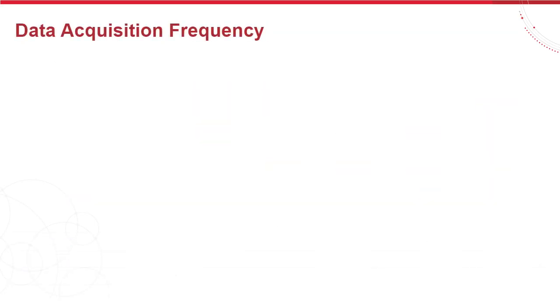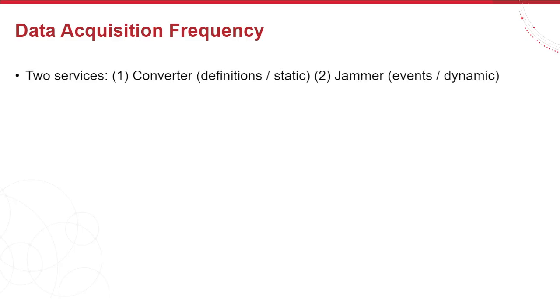Data acquisition cycles have to be defined, irrespective of scheduler. There are two polling services. The converter turns inherently static data streams like job definitions into job streams. As a result, polling is set on a very low frequency so as to not impact performance. The Jammer service acquires dynamic data streams like events.